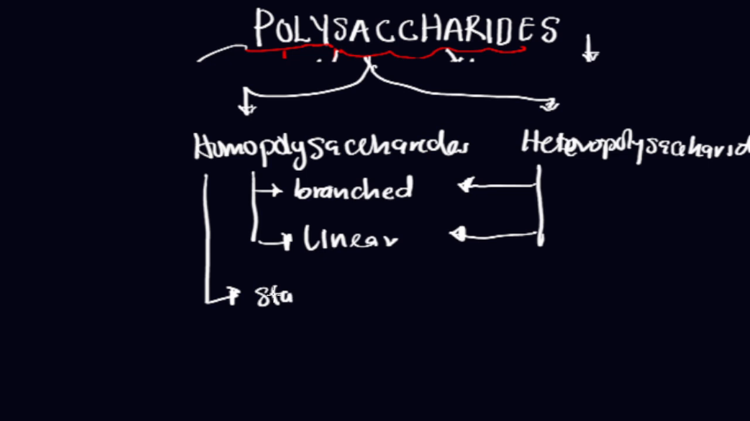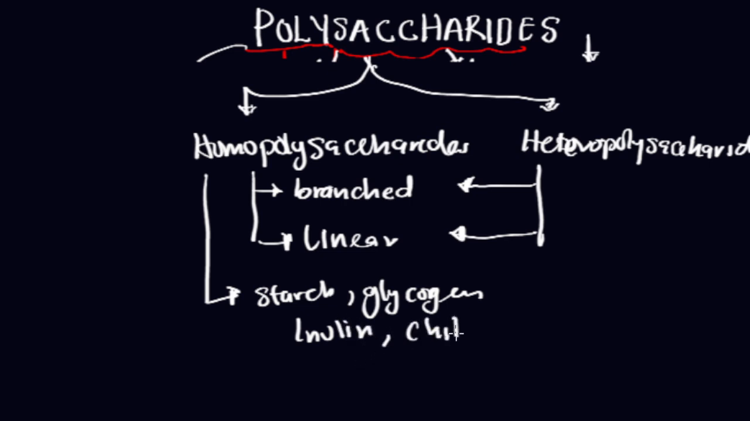Now, examples of homopolysaccharide: we have the case of starch, we have glycogen, we have inulin. Yes, inulin is part of it. Then we have chitin. Chitin is also part of it. They are actually homopolysaccharides. They contain a single monosaccharide all through.